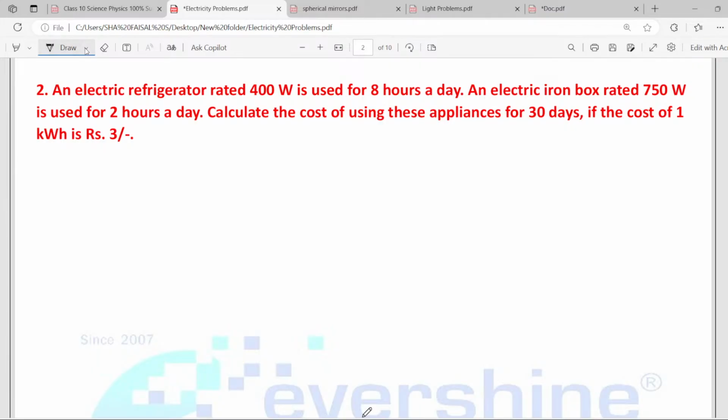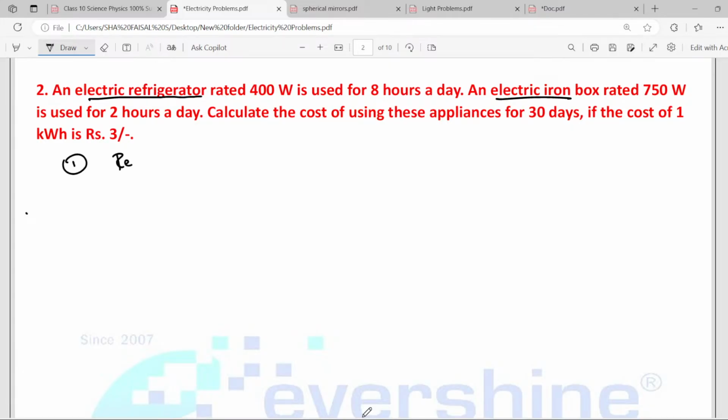Okay, let me start solving the problem. Observe here. An electric refrigerator rated 400 watt. Now here in the previous case we had only one device. But here we have got multiple devices. We have refrigerator, we have electric iron box, only two. Sometimes they may give three also. No worries. So first, what is the given data?